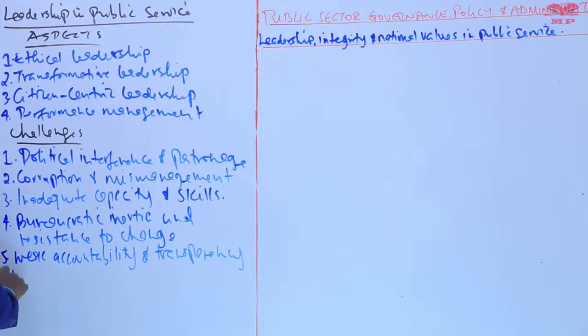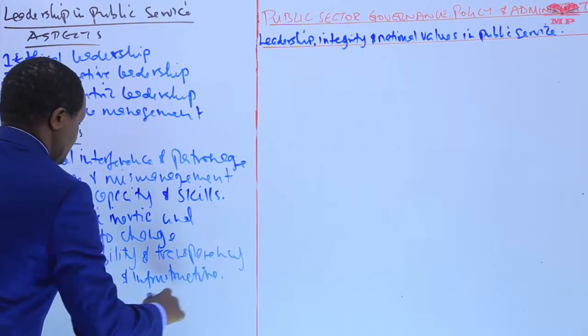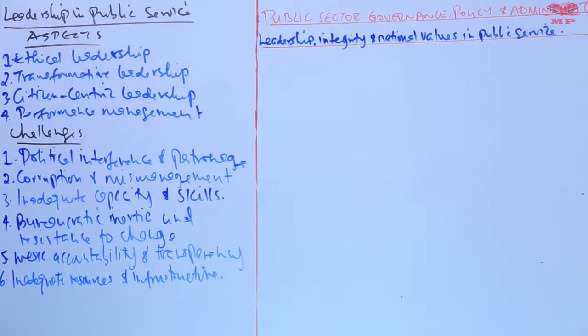6, inadequate resources and infrastructure. Inadequate resources and infrastructure are challenges in the public sector.